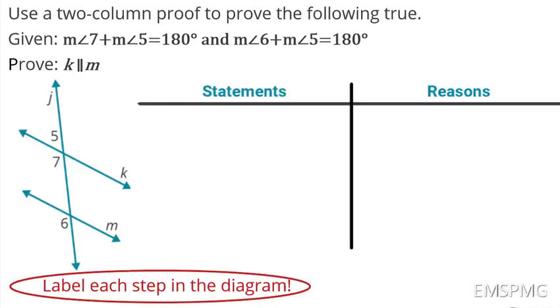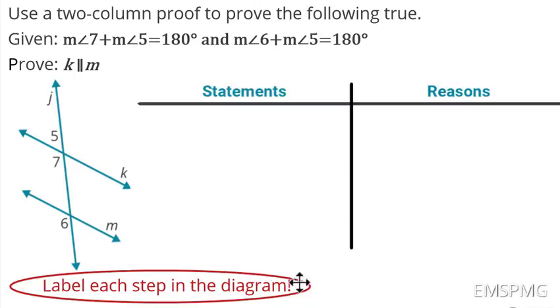So our directions: we need to use a two-column proof to prove the following is true, and we're given that angle 5 plus the measure of angle 7 is 180, and the same with angle 6 plus the measure of angle 5 is also 180. Our job is to prove that K is parallel to M. Now, every time we look at this, Mr. Mayor, this looks like they're going to be parallel. It's great. But our job is to prove it using the types of angle properties that we've learned throughout this unit. So we're going to go ahead and get started.